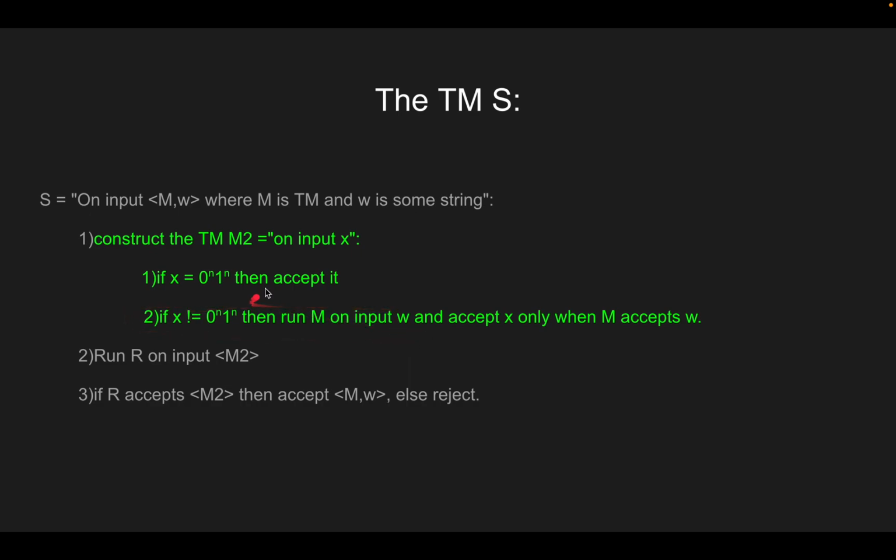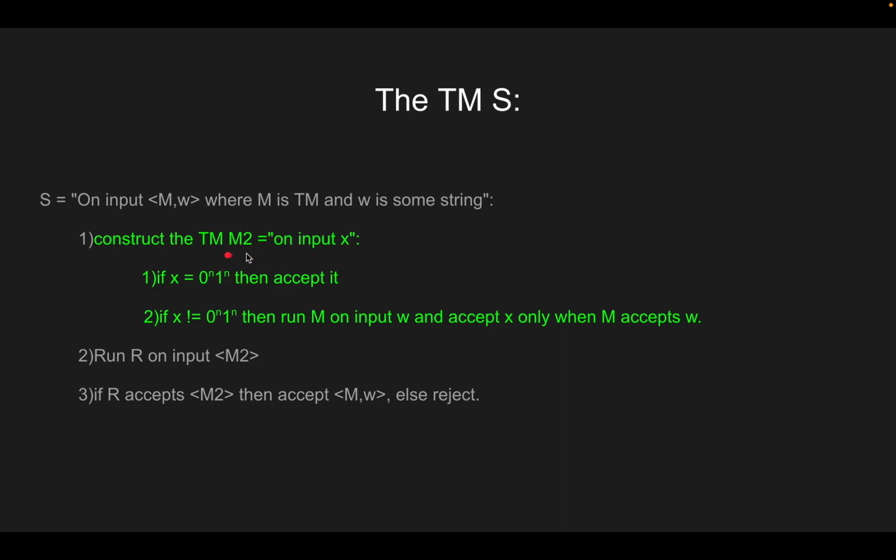Without this, if x is equal to 0 power n, 1 power n, it is going to accept it, and that is a non-regular language. So if M does not accept w, this machine is only going to accept 0 power n, 1 power n, which is non-regular. We will see in a minute how this logic works; I'll just give a brief idea here. If 0 power n, 1 power n is the only language recognized by M2, that is non-regular. But if M accepts w, then it is going to accept all the strings x, whether 0 power n, 1 power n, or any other strings of zeros and ones. All of them will be accepted by this Turing machine.